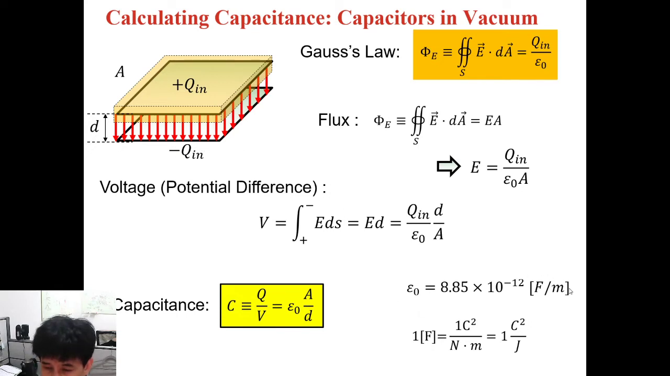And epsilon 0 is a constant, so with the given epsilon 0, we can obtain the capacitance in the unit of farad, and the 1 farad corresponds to 1 coulomb squared over Newton times meter, which can be converted to coulomb squared per joule. Joule is Newton times meter. So that's the unit of capacitor, farad.